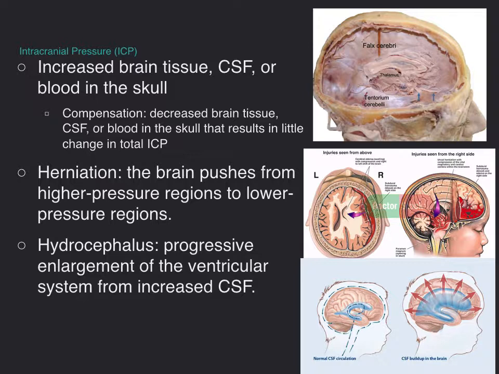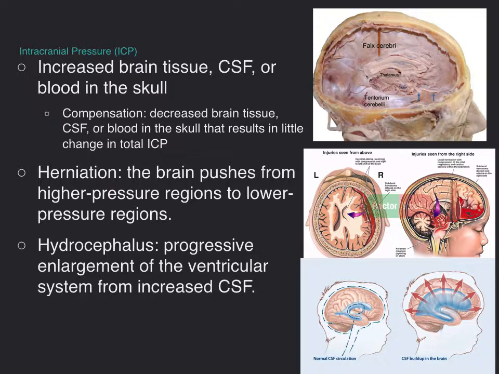What's interesting is there's a compensation that normally takes place within the skull. So if there's increased brain tissue, then either the CSF or the blood in the skull tends to decrease. Or if there's increased CSF, then there'll be a decrease in the brain tissue or in the blood in the skull. So the head itself tries to keep things on an even amount of pressure.